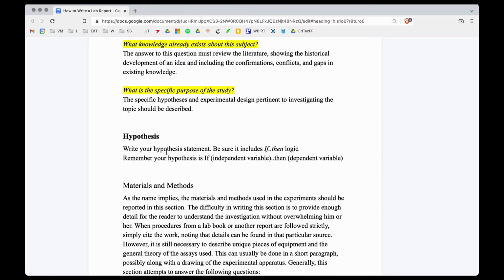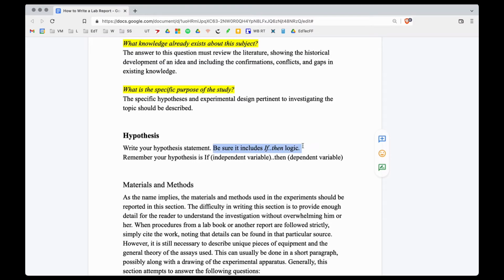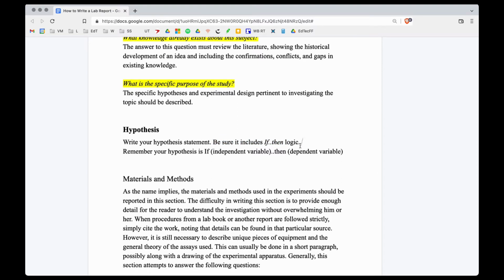Your hypothesis needs to be written in the if-then logic. If this happens, then this happens. And remember, it should be written if, and then whatever your independent variable is, tell me about that, and then whatever the results will be, the dependent variable. An example may be, if salt is added to water, then it will boil faster.